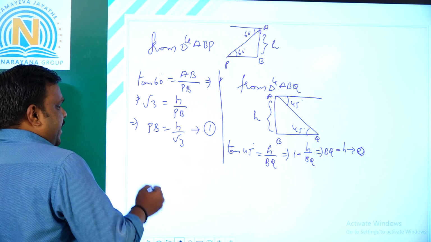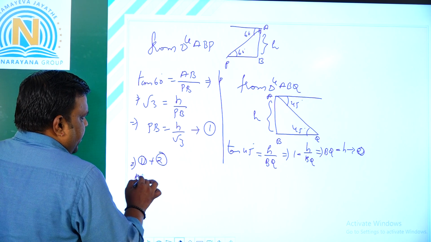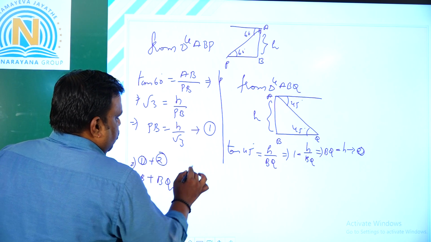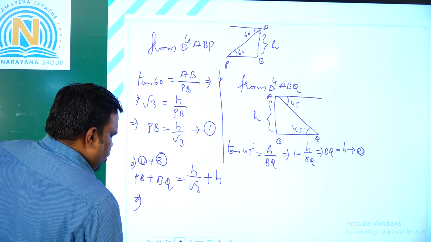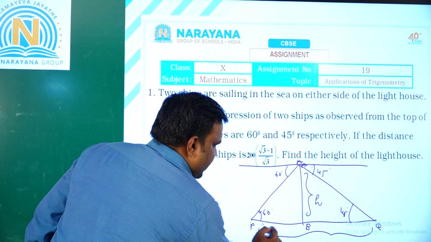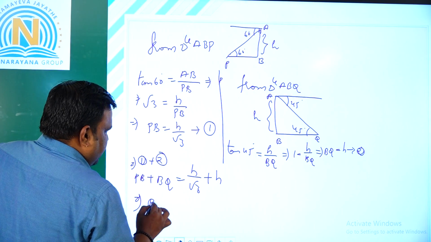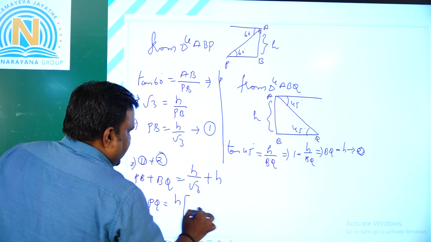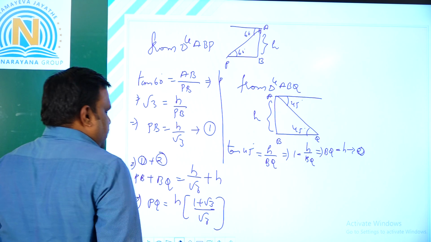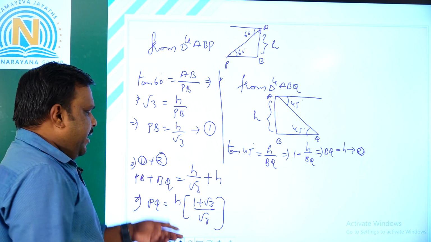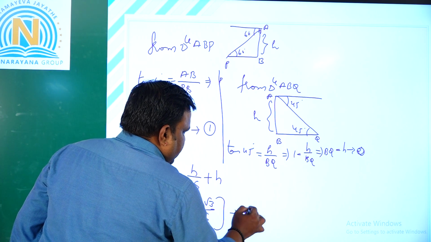Now add equations 1 and 2. On adding equations 1 and 2, what will I get here? PB plus BQ is equal to H by root 3 plus H. In the figure, if you observe properly, PB plus BQ will give you PQ. So PQ is equal to, taking H common and taking the LCM, root 3, H into 1 plus root 3 by root 3. This is the value of PQ. Name this as equation 3.